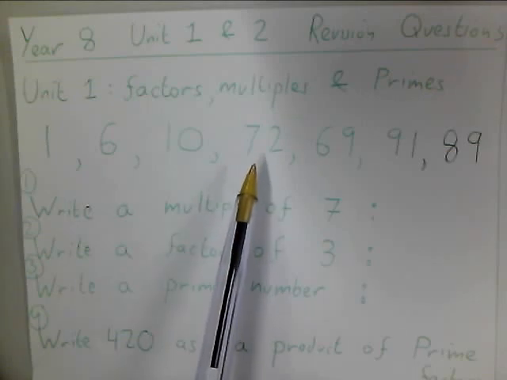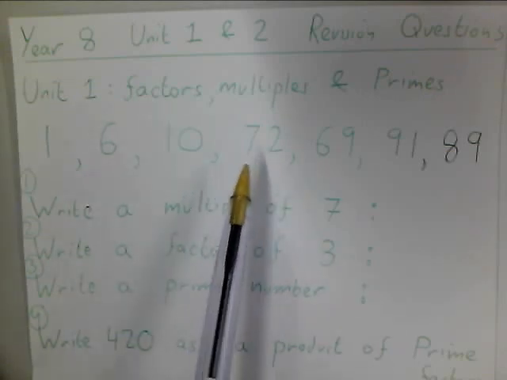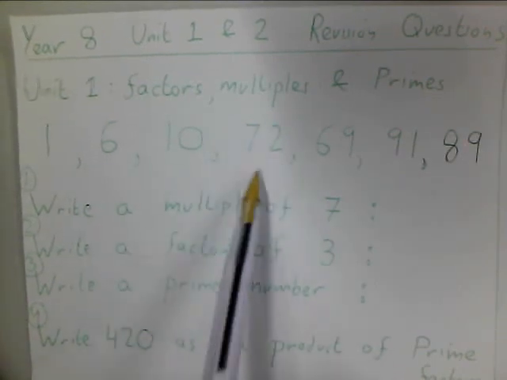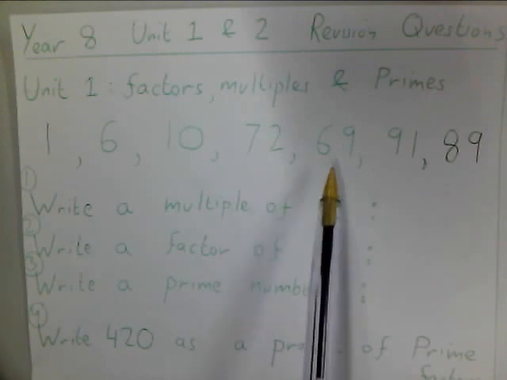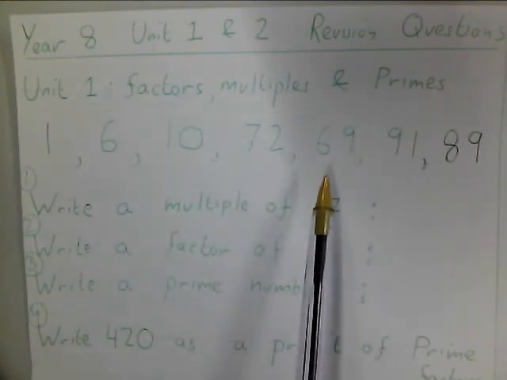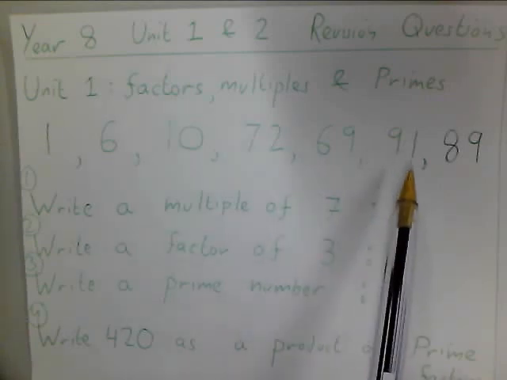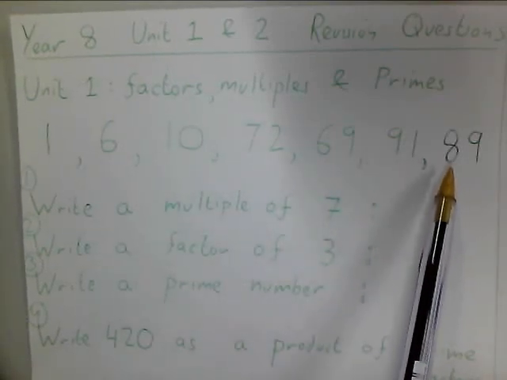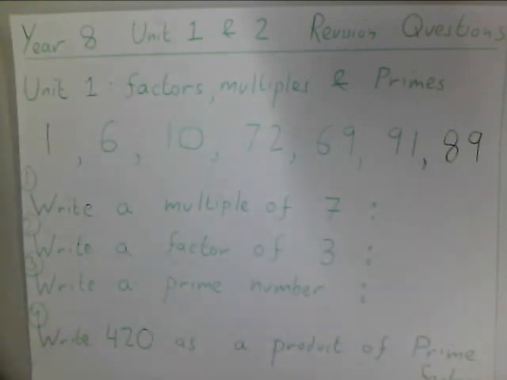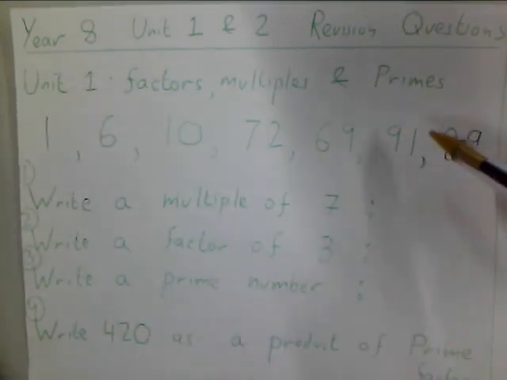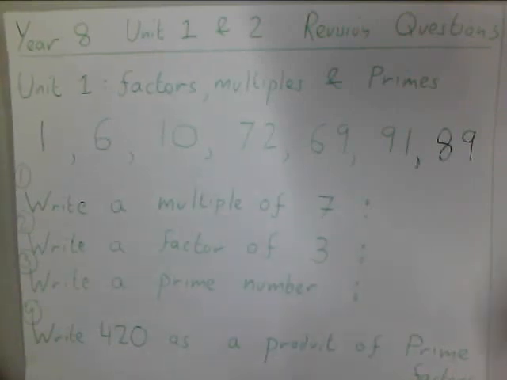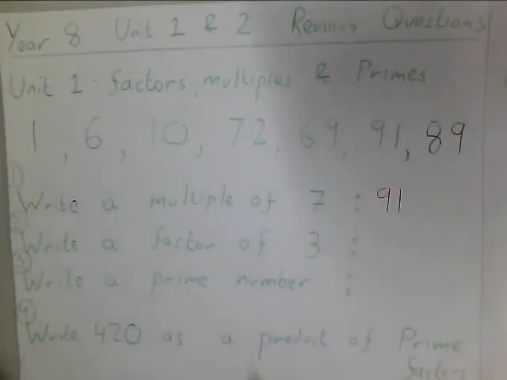72, you might think, is it? But then you think, hang on, I know that 7 times 10 is 70, so 72 can't possibly be in that 7 times table, so that's no good. Using the same logic, 69 can't be, because 7 times 10 is 70, so the numbers either side won't be in the 7 times table. And finally I'm left with 91 and 89. Now, you may need to just go through a few of the 7 times tables, and you eventually come to the conclusion that 91 is in the 7 times table. It's 7 times 13. So 91 is a multiple there.